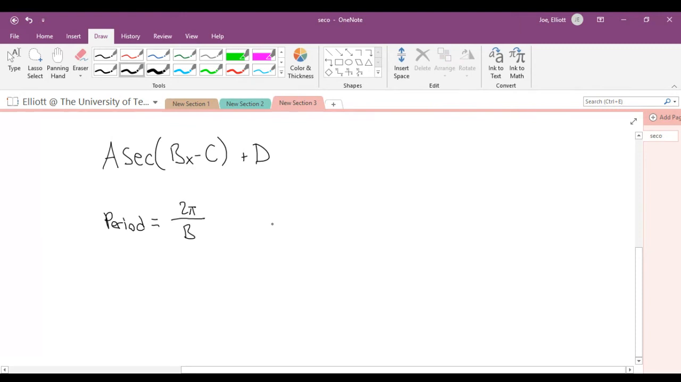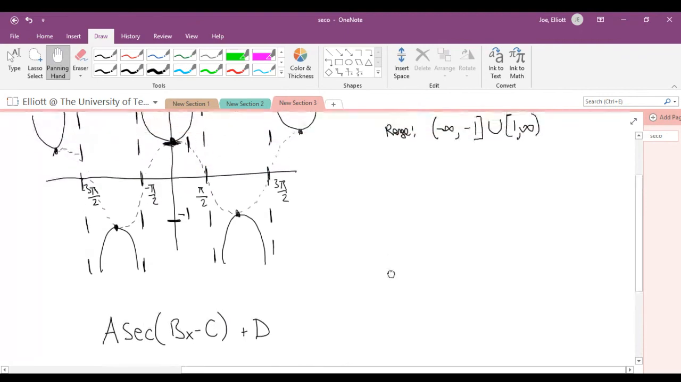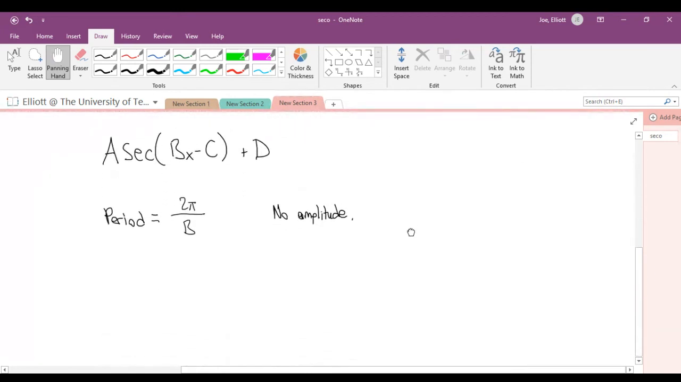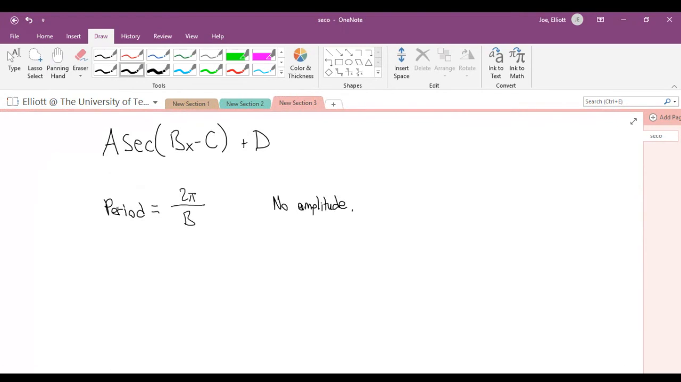Now, maybe don't be fooled by the a though. It's maybe worth noting that there is no amplitude for secant functions, right? Because you can look at the graph and see that there's no peak or trough in the graph. It just goes up and down forever. So no amplitude for secant functions. Let's figure out what the range and the vertical asymptotes would be.